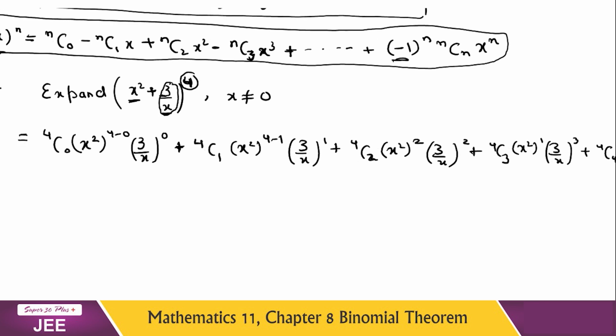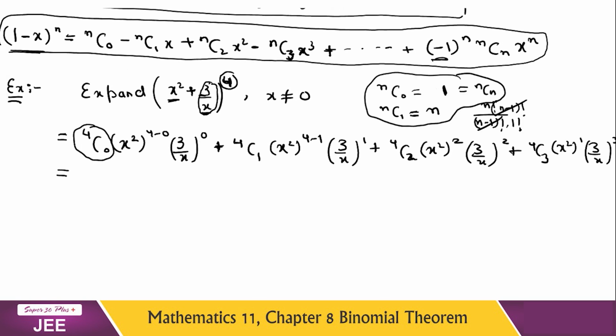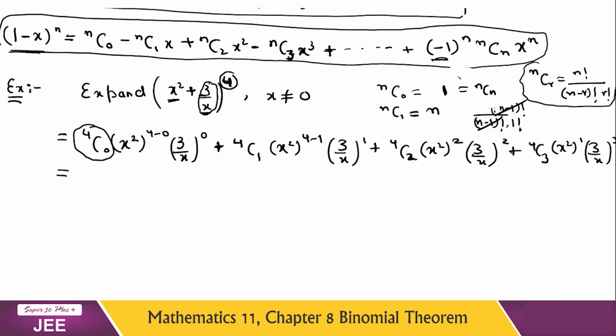Alright, now if it is the demand of the question, you can also elaborate it. So 4c0 will be 1. If you are not memorizing it, you will have to calculate 4c0 using the formula of nCr, that is n factorial divided by n minus r factorial into r factorial. Let me write nCr is equal to n factorial divided by n minus r factorial into r factorial. We have covered nCr in the chapter called permutation and combination.